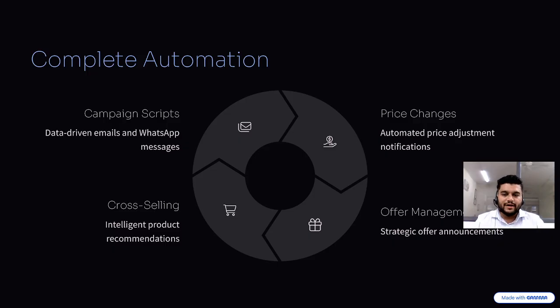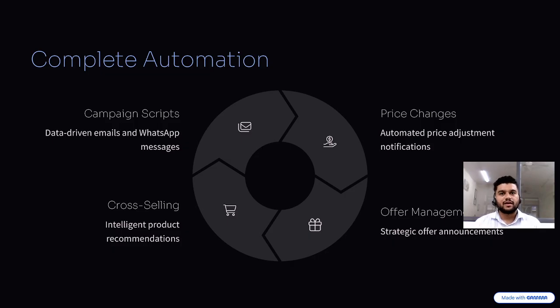We discussed complete automation where data-driven emails and WhatsApp messages can be scripted. We have automated price adjustment notifications. We have cross selling opportunities. For example, if you say you have complementary products, where any customer who's buying chocolates from you should also buy namkeen from you, right? And if you tell this to our tool, it will go back to the data and come back with a list of customers who have bought product X but not product Y, right? And now this is a wonderful insight for your sales team on what they should pitch next to which customer, right?